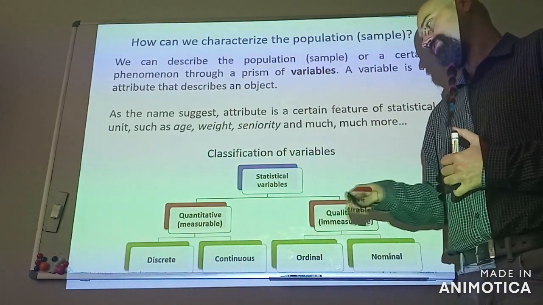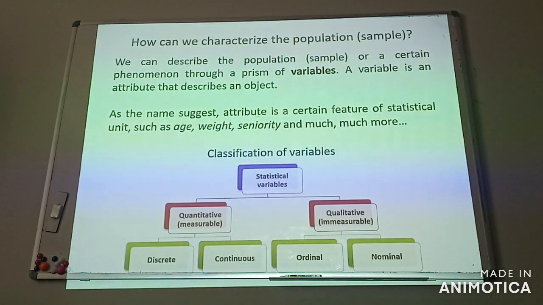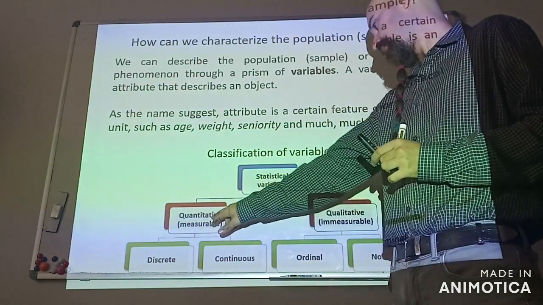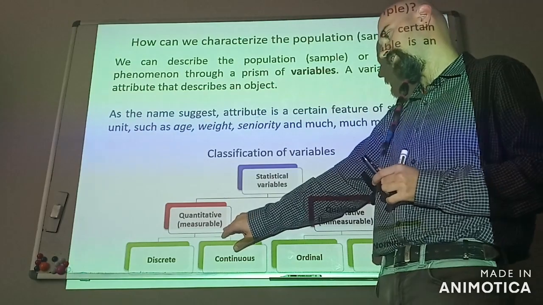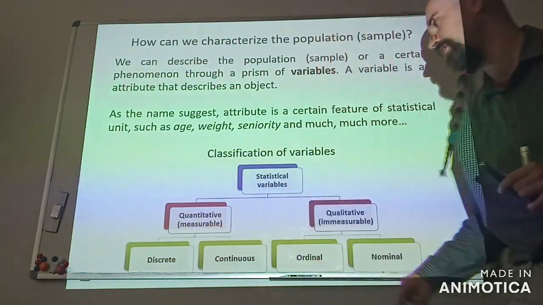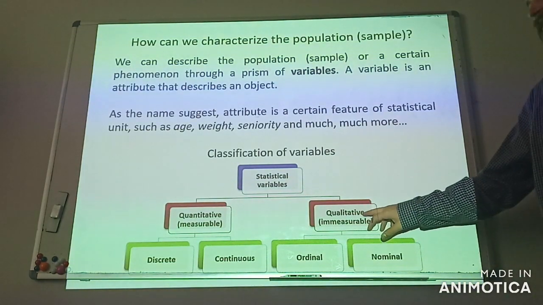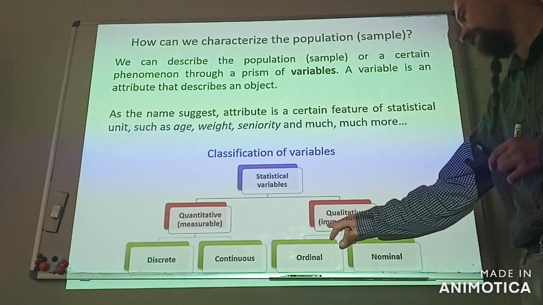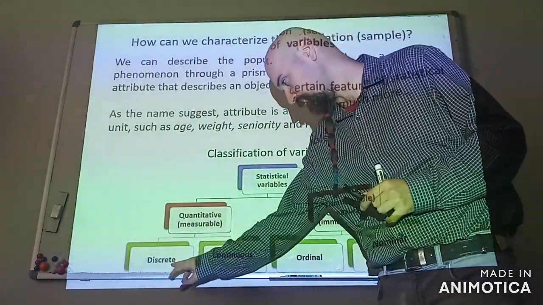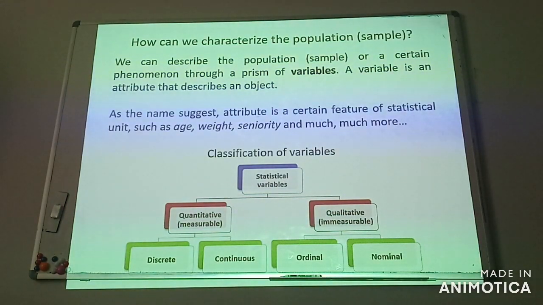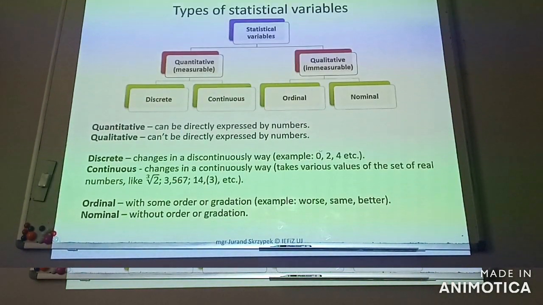Our statistical variables can be split into two basic types: quantitative variables, which can be expressed by numbers, so they are measurable, and qualitative statistical variables, which can't be expressed by numbers. They are immeasurable. Quantitative variables are discrete and continuous variables. Qualitative variables are ordinal and nominal variables.